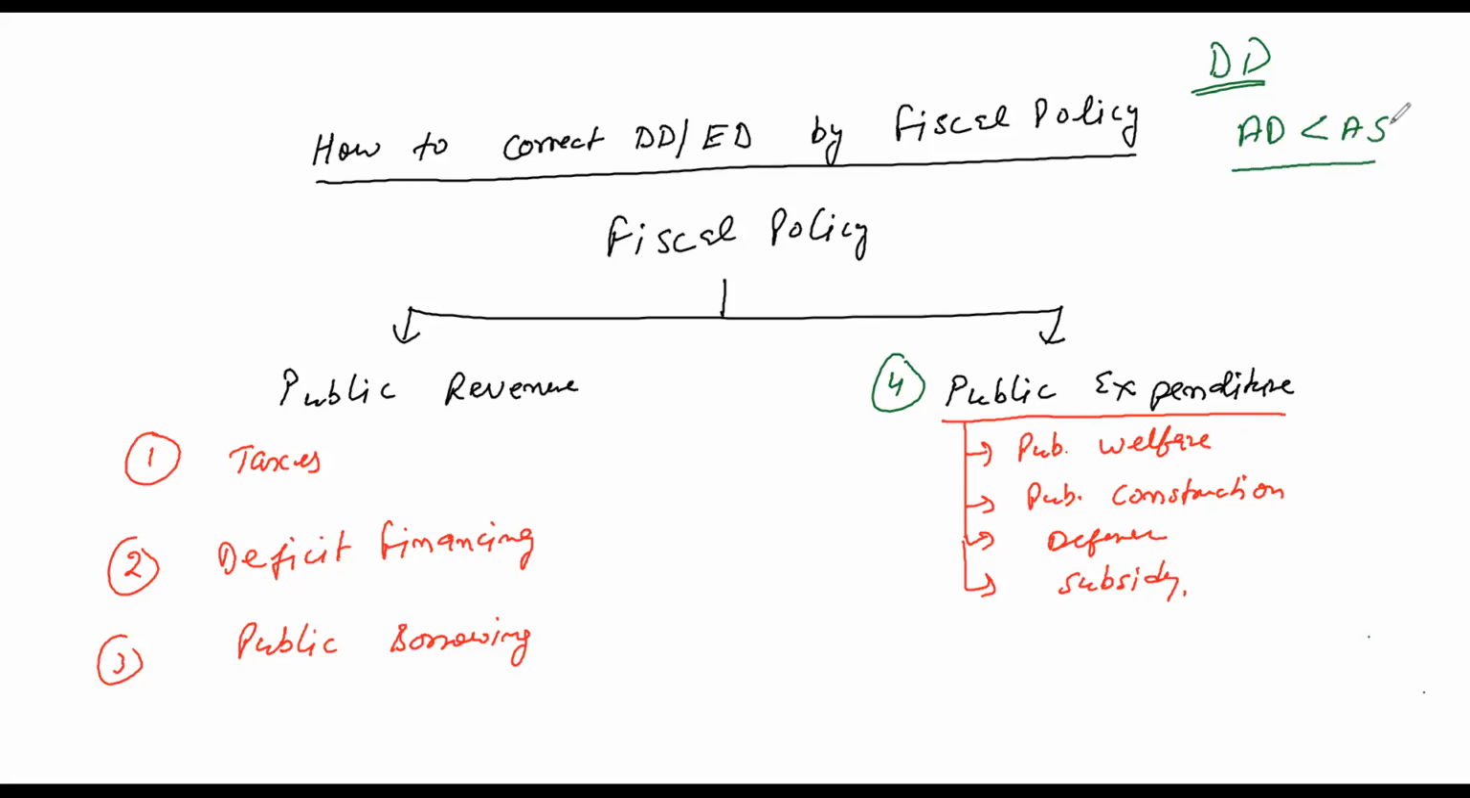Now how can this be corrected? It can be corrected by increasing AD. Now how can we increase AD? You know that AD is consumption plus investment. So either consumption can be increased or investment can be increased, and AD will also increase. So what can government do to increase the consumption of people or the investment of producers?